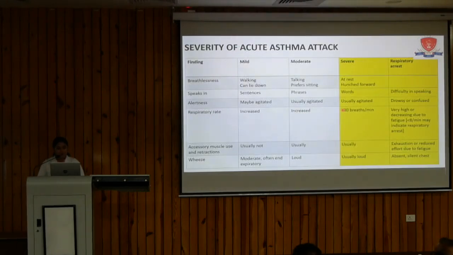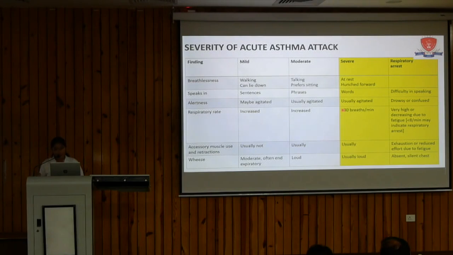Now, on the basis of severity, an acute asthma attack can be classified into mild, moderate, and severe attack, and respiratory arrest. Our emphasis today will be on severe acute attack and respiratory arrest, as these are medical emergencies. In a severe acute attack of asthma, the patient is agitated and hunched forwards and can only speak in words due to breathlessness at rest. There is increased respiratory rate with more than 30 breaths per minute, loud wheezing, and use of accessory muscles of inspiration. On the other hand, a patient in respiratory arrest has difficulty in speaking, is drowsy and confused, and does not use accessory muscles of inspiration due to fatigue.